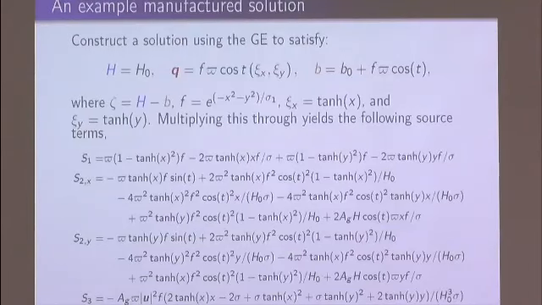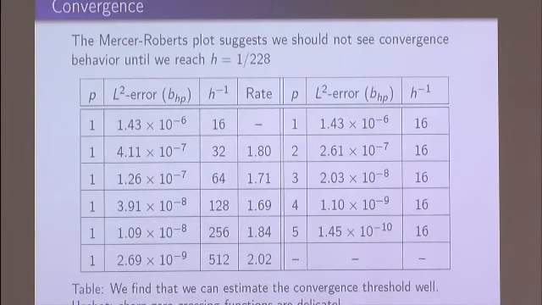I assume this, and these are the source terms I get out. So as you can see, and this is about the simplest thing I could think of, it gets kind of messy pretty fast. But just to show you here, the Mercer-Roberts plot, if I did it out, told me that I should have started converging at 1/128. It's exactly what I get.